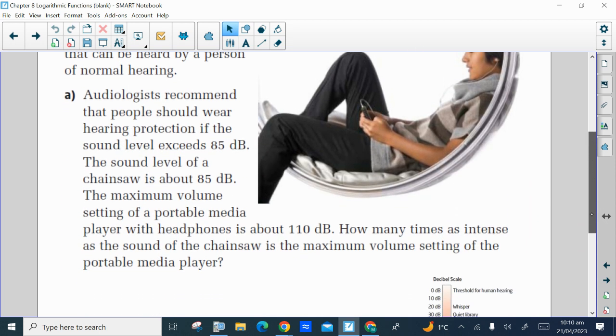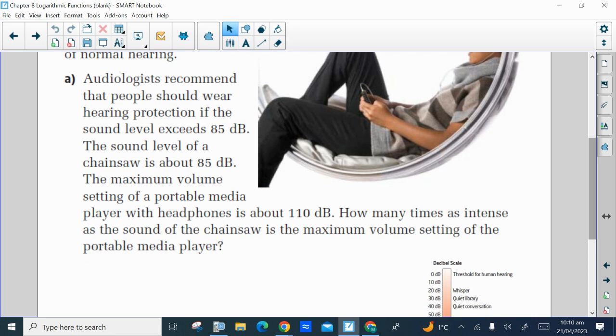Audiologists recommend that people should wear hearing protection if the sound level exceeds 85 decibels. The sound level of a chainsaw is about 85 decibels. The maximum volume setting of a portable media player with the headphones is about 110 decibels. How many times as intense as the sound of the chainsaw is the maximum volume setting of the portable media player?